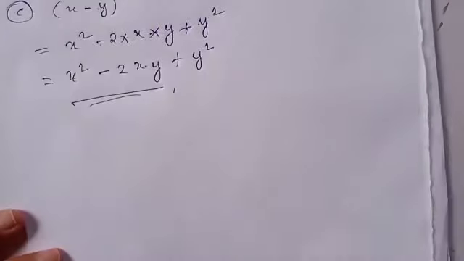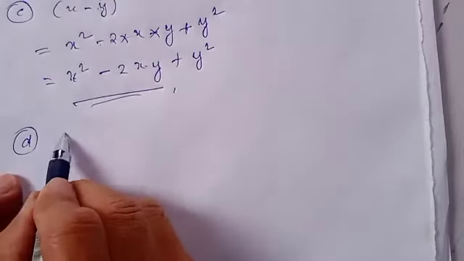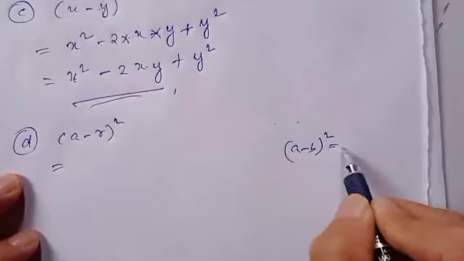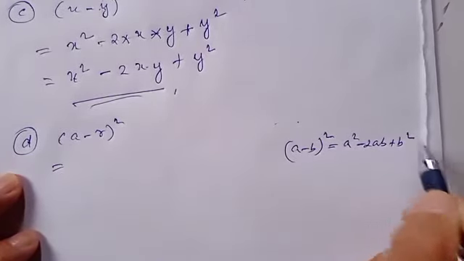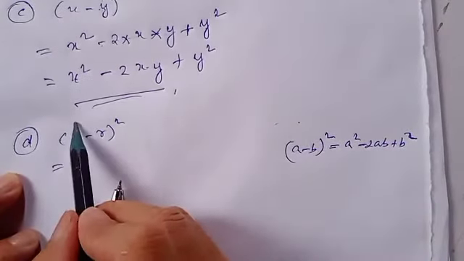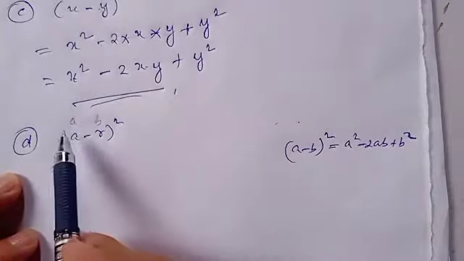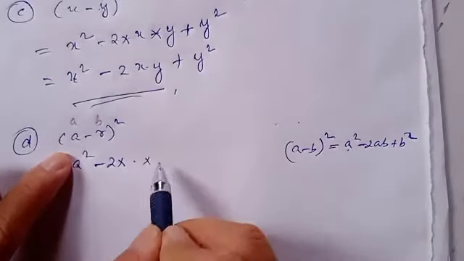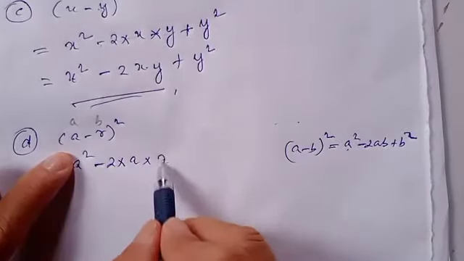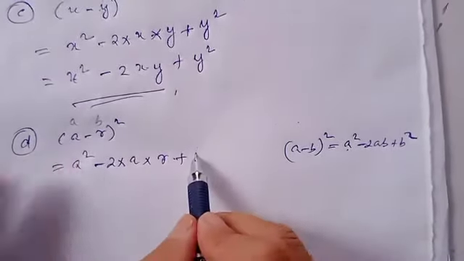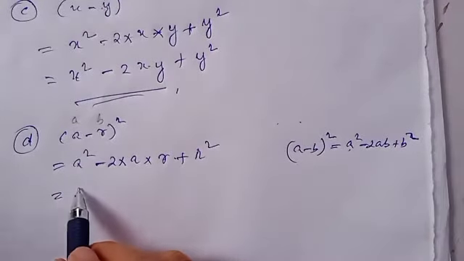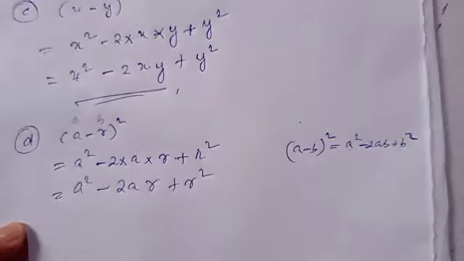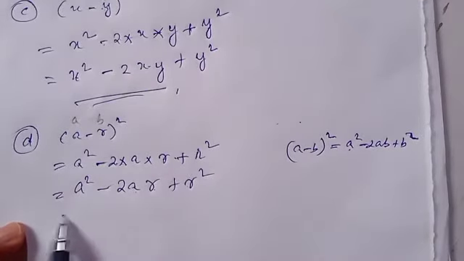Okay, now let's try d. (a − r) the whole square. (a − b) the whole square is equal to a square minus 2ab plus b square. Here a is in the first place, r is in the second place. Then first one, a square, minus 2 into a into b, a is a, b is r, plus b square, so you write r square. A into a is a square, minus 2, only 1 a, only 1 r, plus r square. A square, a r, r square, these are unlike terms, we cannot solve.